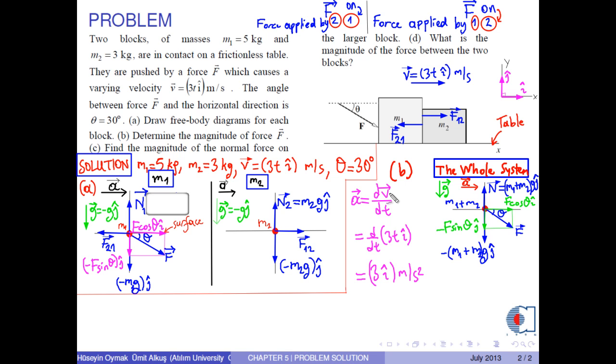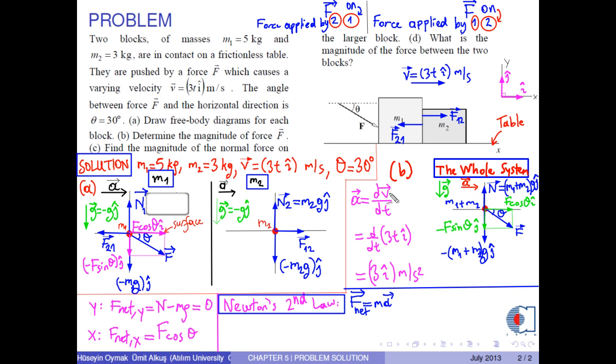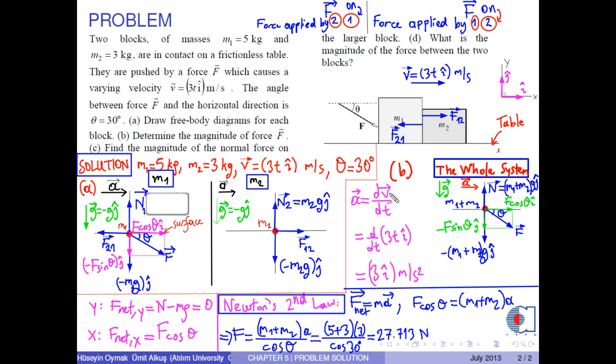The net force in the y-axis is 0. And the net force in the x-axis is F times cosine theta. From Newton's second law, we then get an expression for F. With the numerical values, we obtain 27.713 newtons. And in 3 significant figures, it is approximately 27.7 newtons.